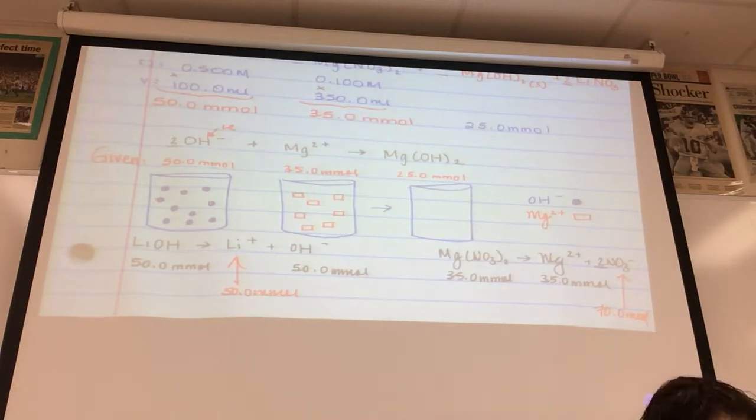Hang on. Can we make it a blue rectangle? You can do whatever you want. It's a free country. Okay.